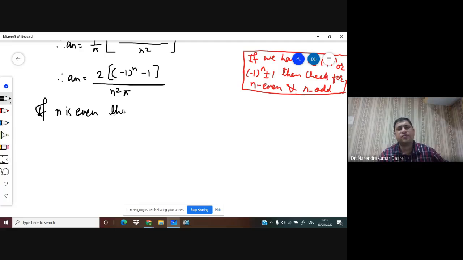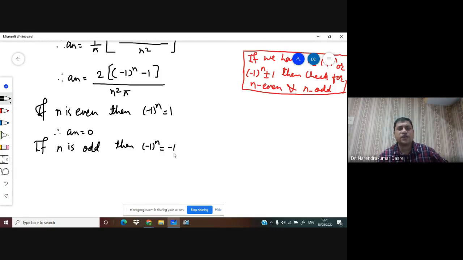So if n is even, then minus 1 raised to n is equal to 1. So this term becomes 1, 1 minus 1 is going to be 0, and hence an is equal to 0. If n is odd, then minus 1 raised to n is equal to minus 1, and hence an is equal to, so this will be minus 1, minus 1, minus 2, and this term will be minus 4 upon n square pi. So this whole equation is 3.